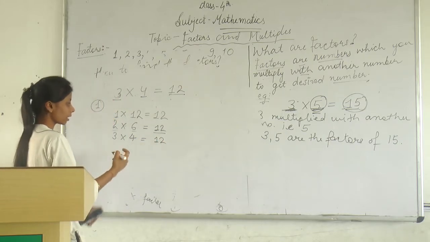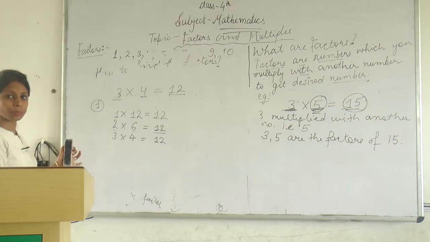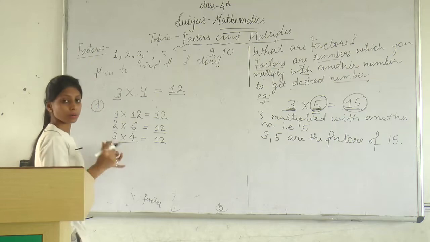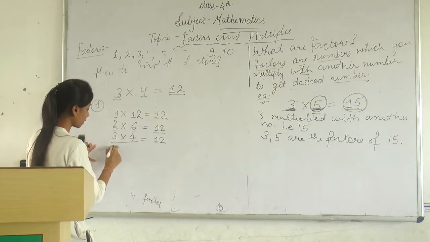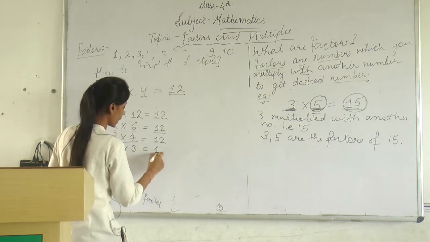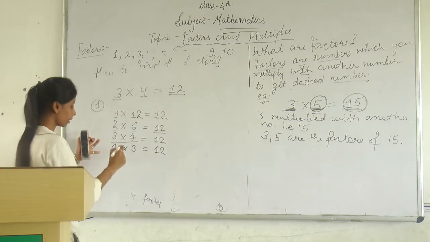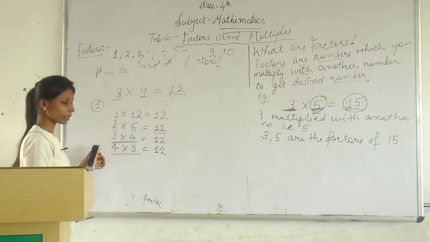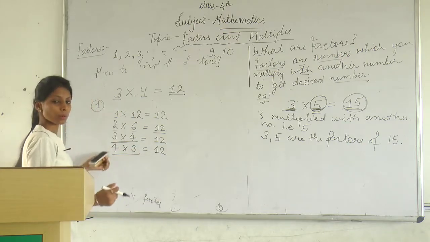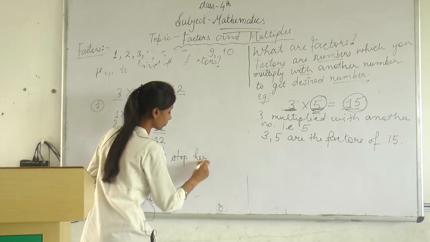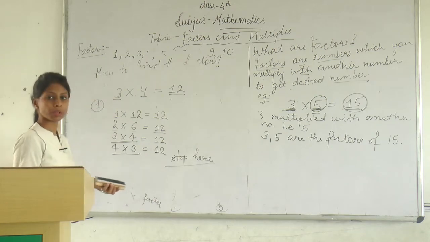Moving on to the next, we do this multiplication until we don't repeat the same step. Like moving on to the next number, 4. 4 multiplied by 3 is 12. Now we can see here the 3 multiplied by 4 and the 4 multiplied by 3. These both products look similar. So we stop here. We don't move further.